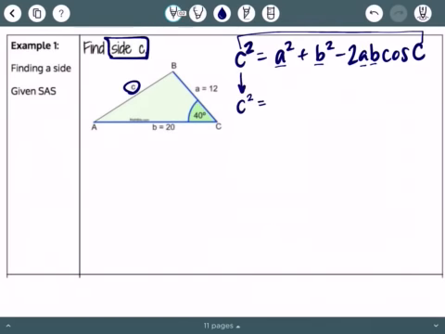I have A, which is 12, and it's going to be squared, plus my B, which is 20, and it's squared, and we're minus 2 times A times B times cosine, and then C, whatever C is. We know that C is 40. So my A is 12, my B is 20, and my C is 40.